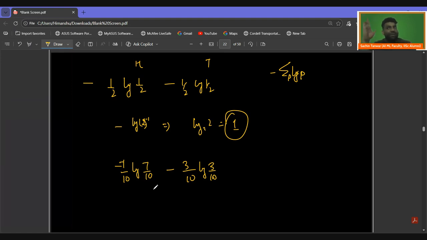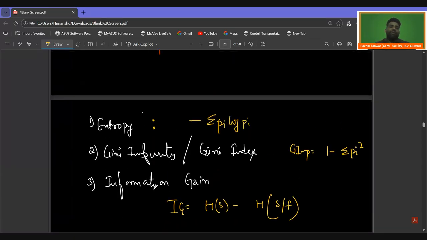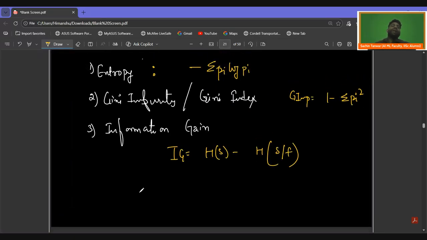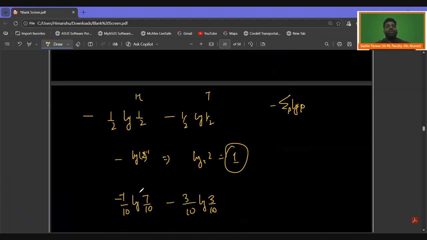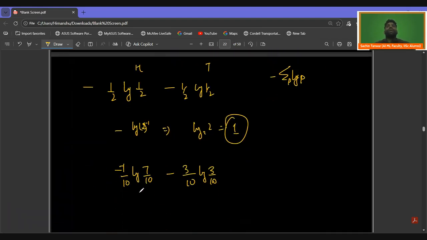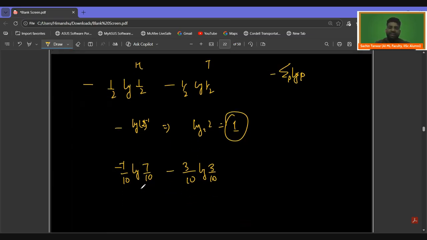So if uncertainty or randomness reduces, I'm more sure. The idea is that I would like to reduce my uncertainty. I want to increase my predictability. How would I do that? I can decrease the uncertainty or increase the certainty.